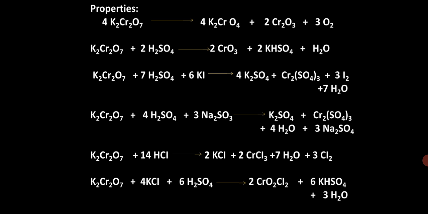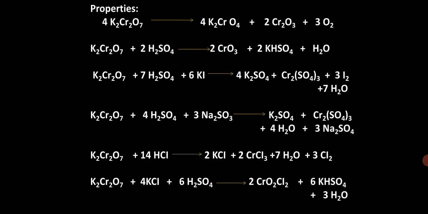When potassium dichromate reacts with acids, you can see it forms chromic anhydride, potassium bisulfate, and water is being produced. Now when potassium dichromate reacts with sulfuric acid, it forms potassium sulfate. You may write down this reaction, I am telling you.